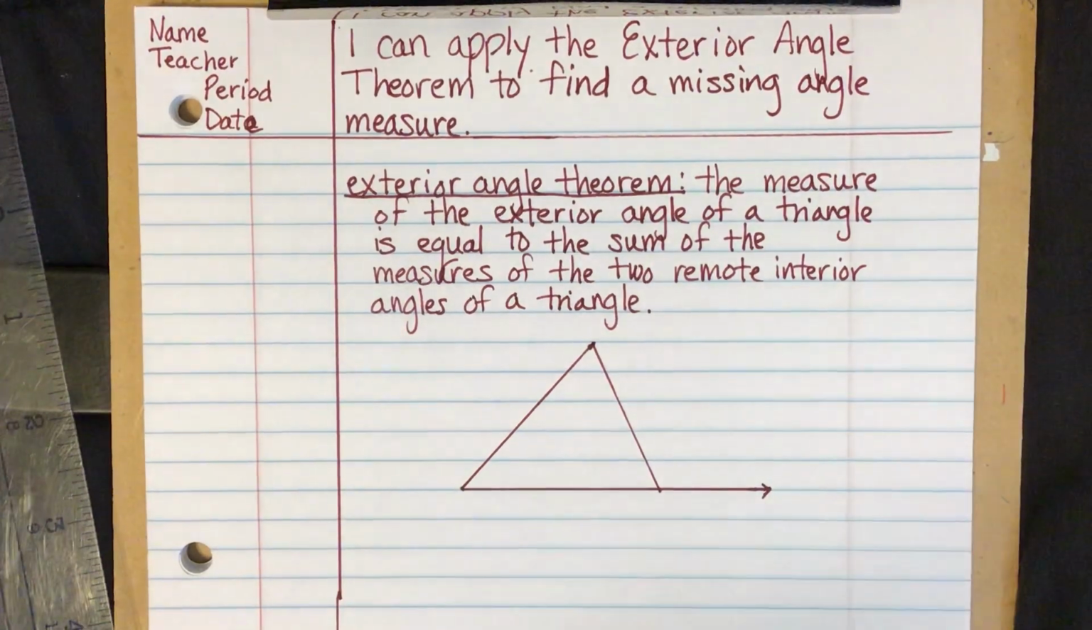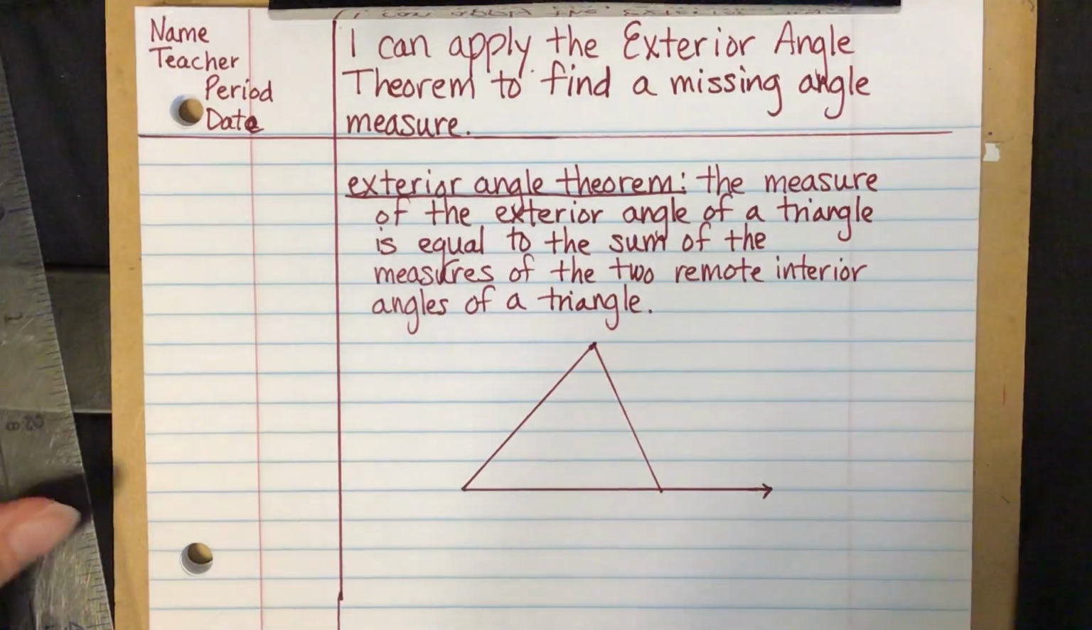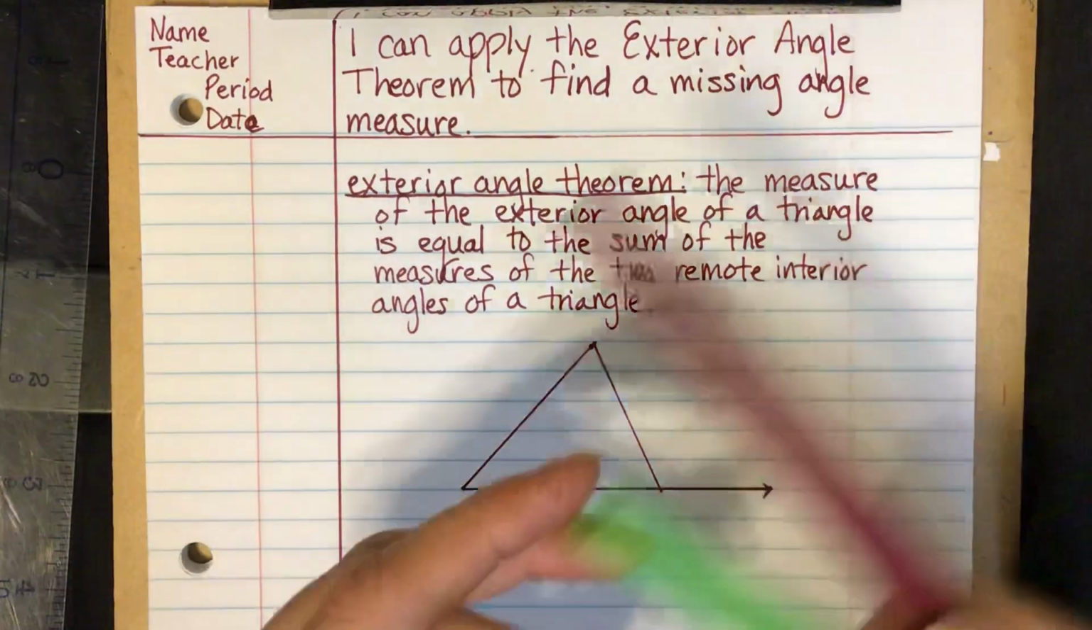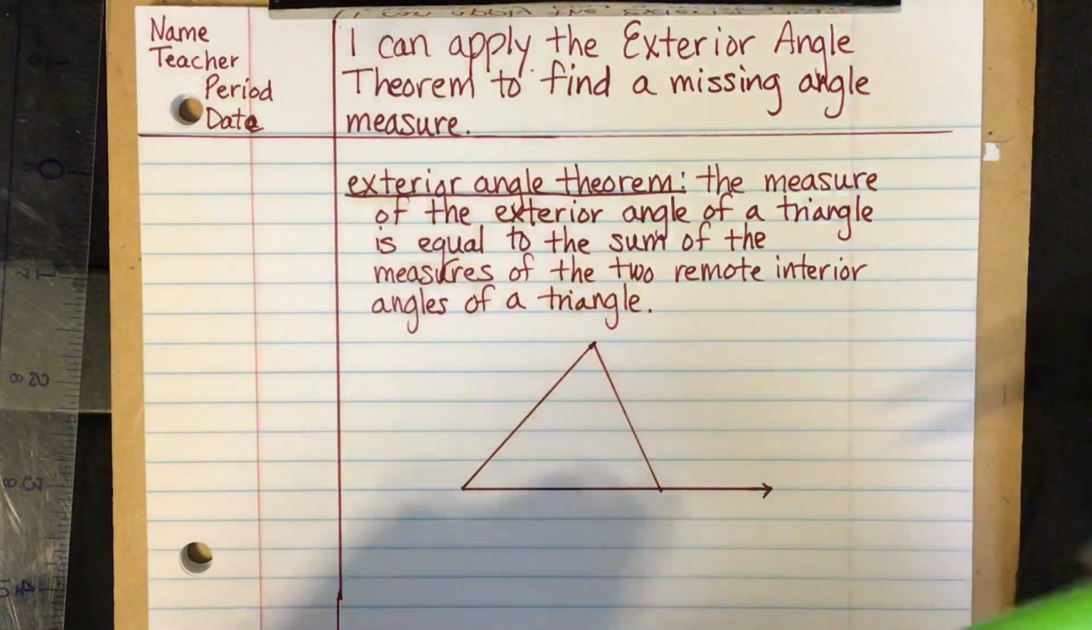Okay, so it goes like this. The measure of the exterior angle of a triangle is equal to the sum of the measures of the two remote interior angles of a triangle. So if you're totally lost with that, I don't blame you, and that's okay. Let me go ahead and make it understandable for you.